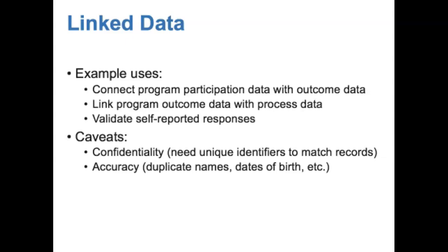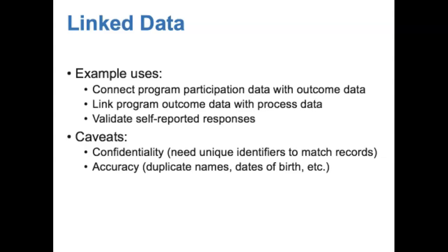Linked data refer to data that results from merging data from more than one source so that a comprehensive set of variables becomes available for subjects in the data set. Examples of uses of linked data are to connect program participant data with outcome data, or to link program outcome data with process data. For example, you may want to look at how many mental health counseling sessions participants received, which would be a process measure, and if it's associated with better mental health outcomes among participants.